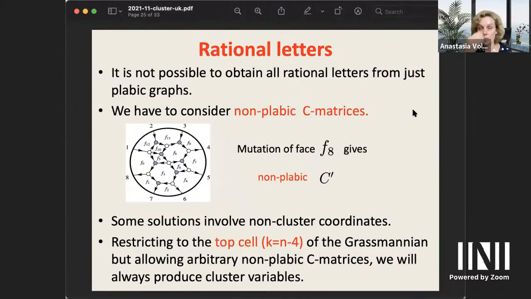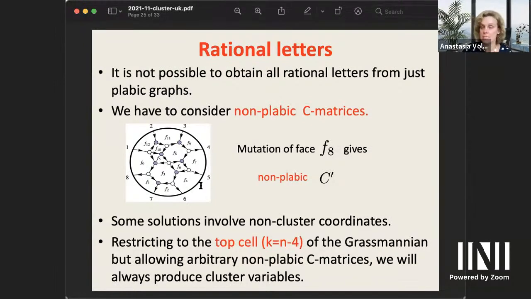Then come the rational letters, and we were puzzled because we couldn't get all the rational letters just from Plabic graphs. So we really have to consider non-Plabic matrices. We take the Plabic graph, write down the quiver and dual quiver, and then mutate on faces. For example, you can mutate on face F8 in this graph and get a non-Plabic C matrix. You then solve CZ equals 0 for that matrix, and it turns out this procedure is necessary to get all the correct rational letters.